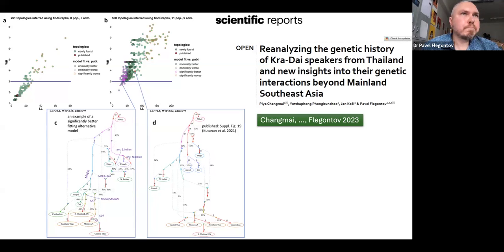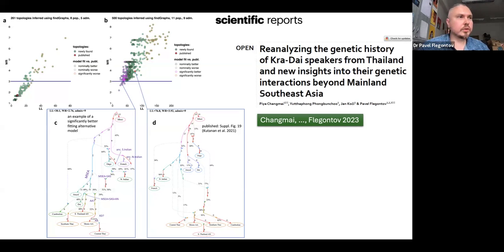But if the underlying history is non-graph-like, so if it more conforms to isolation by distance landscapes, which I will talk about in the second half of the presentation, then applying admixture graphs is just a useless exercise.